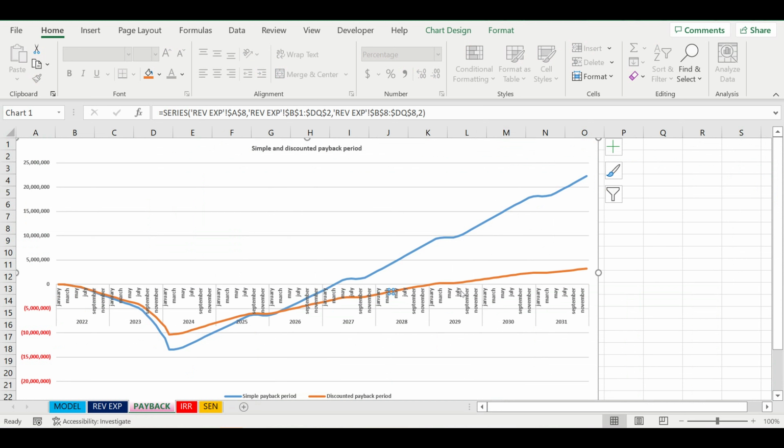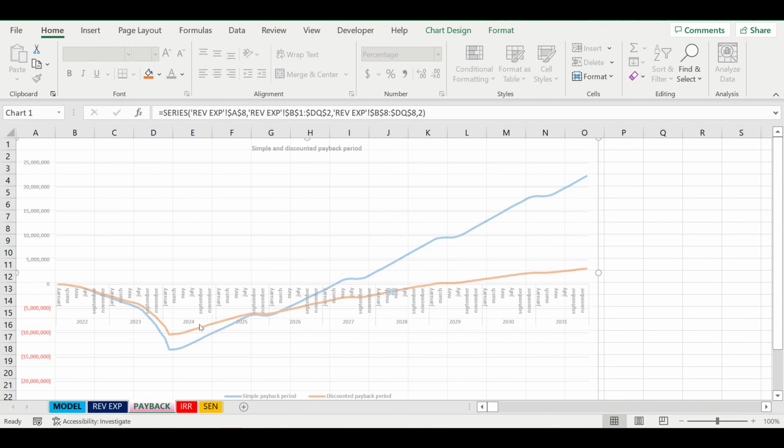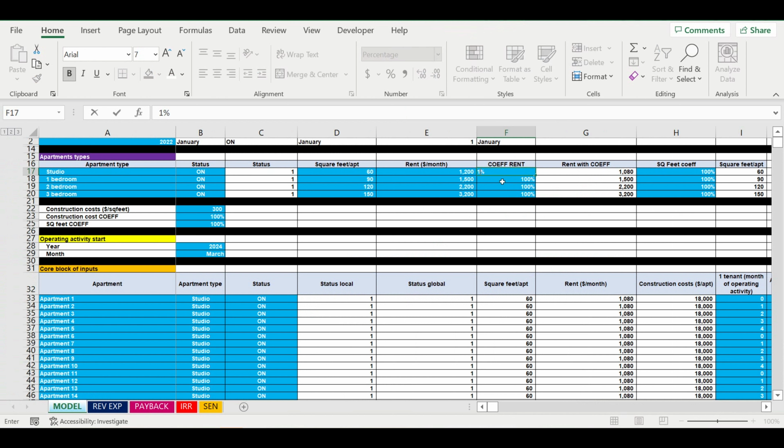See the parameters and coefficients for different types of apartments, or we can play with coefficients for all types of apartments at the same time. So this is very interesting to see what the performance will be.